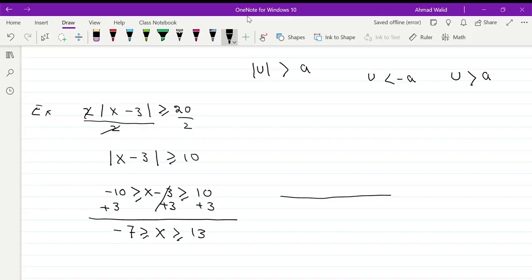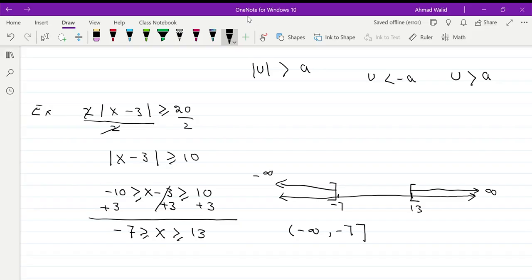Graph. Here is your 13, mark one point as 13 and another point as negative 7. X greater than or equal to 13, bracket, moving to infinity. X less than or equal to negative 7, bracket, moving to negative infinity. Final answer: negative infinity, comma, negative 7, bracket, here bracket 13, comma, infinity. Join these two answers with each other, make a union, put the union sign in between. Correct?